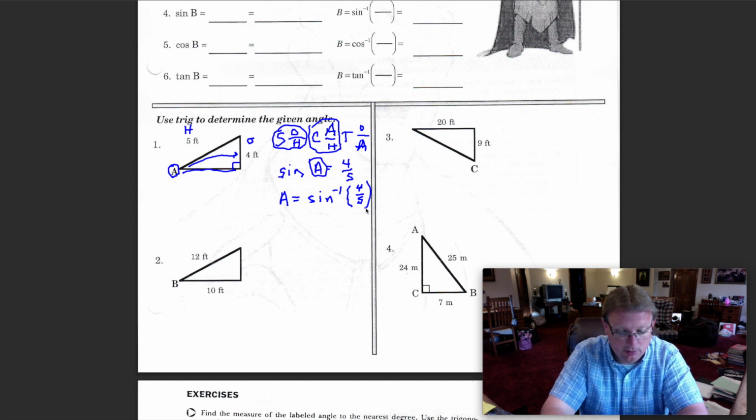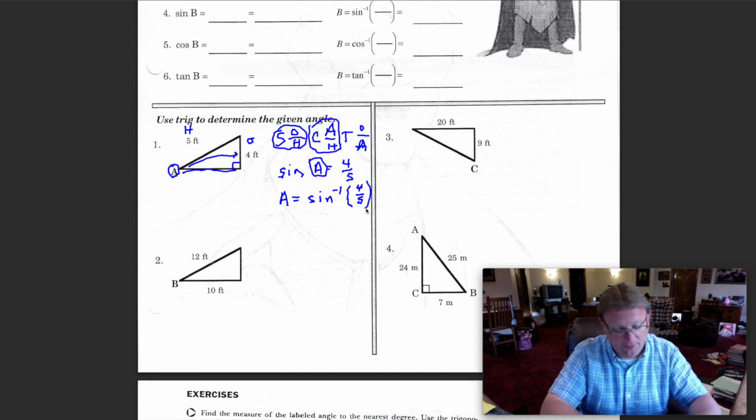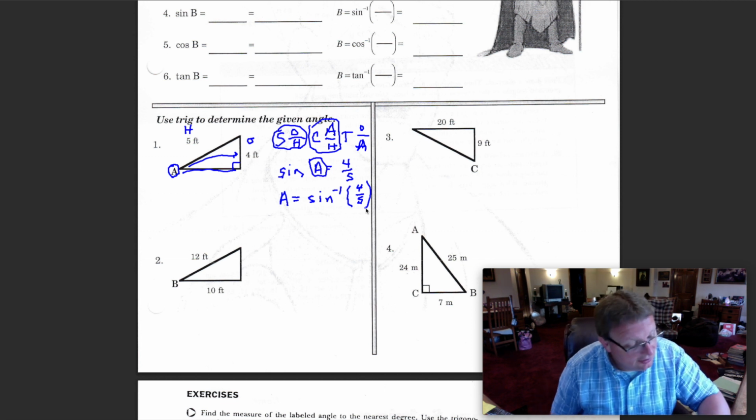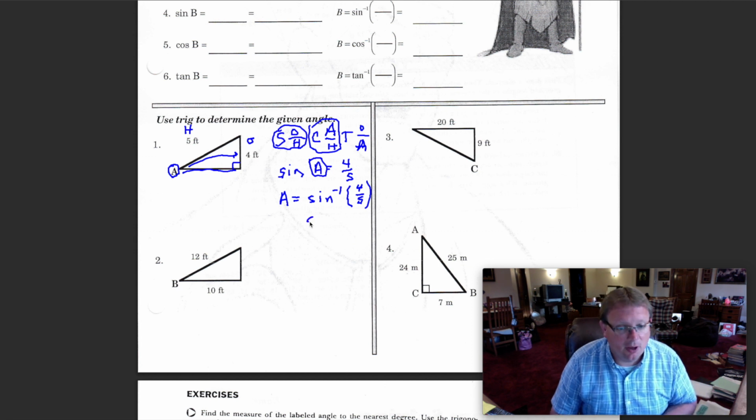And so when we type this in, you can just arrow over the top if you want. What is inverse sine of 4/5? What would that be? Danielle? Yeah, it'd be 53.1. And so 53.1 degrees. And so 53.1 is angle A. Let's go to this one down here.